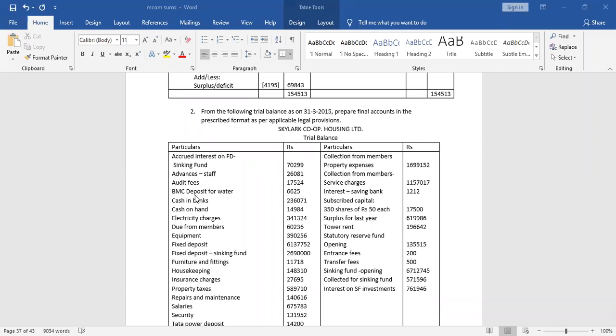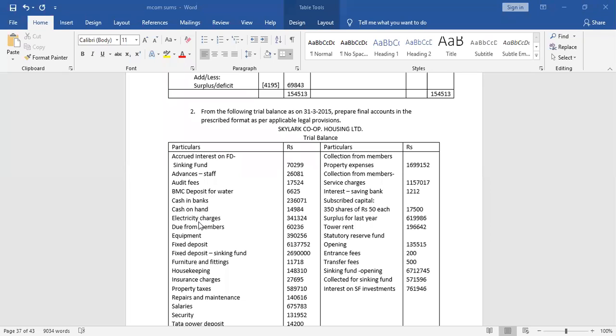Then we have BMC deposit. We have BMC deposit for water. Asset side में जो भी deposit होगा वो other items में आएगा. Any kind of deposit on the asset side will come under other items because we don't have a separate head for all deposits on the asset side. So this will come under other items. Cash in hand and cash in bank will come under cash and bank balances.